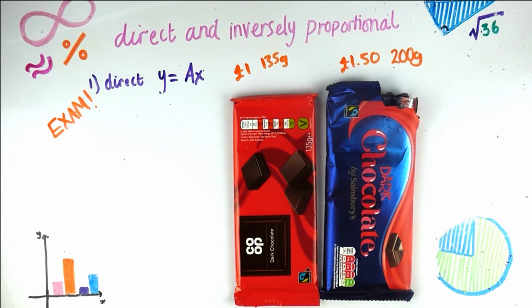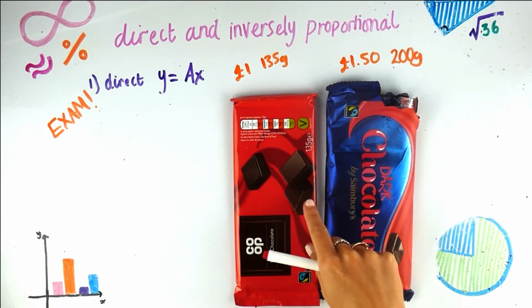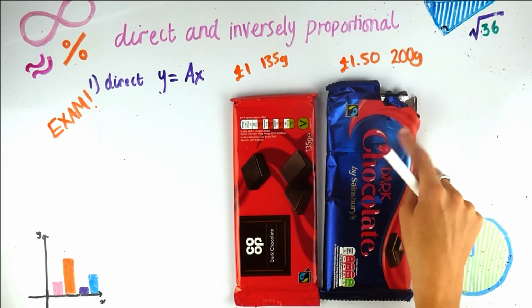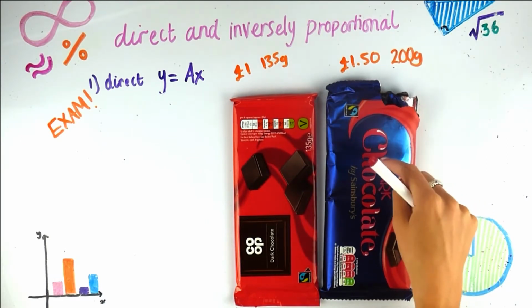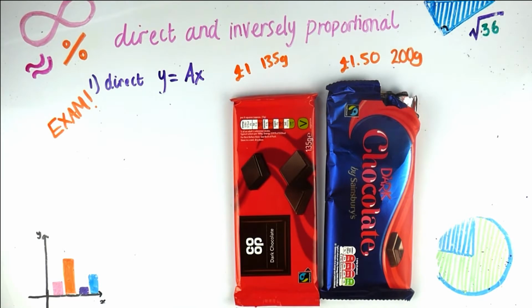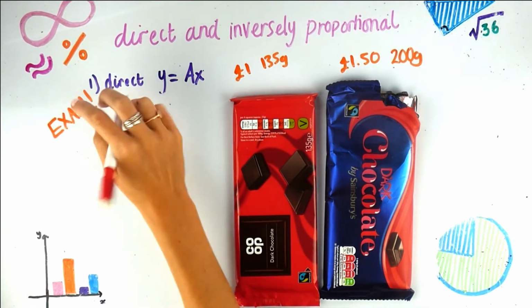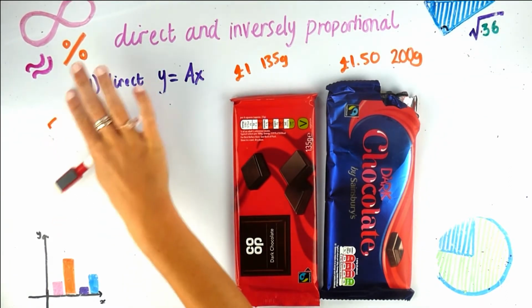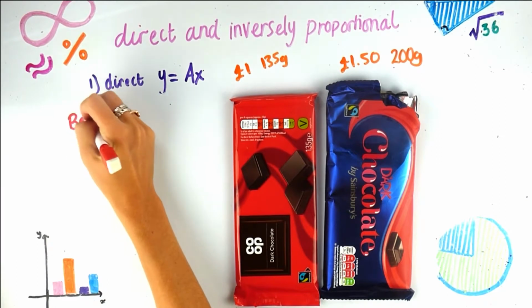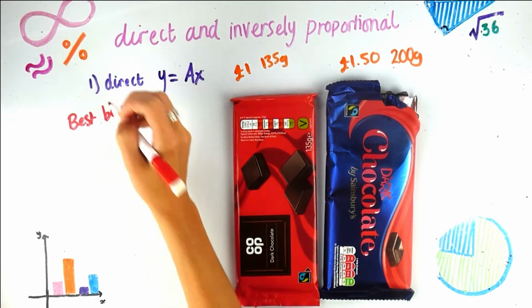What I do here is, I know it's £1 for 135 grams and £1.50 for 200 grams. So I'm going to work out how many grams I get for 1 penny. So you work out per penny. This is no longer an exam question, this is just me having fun. These are called Best Buy questions.